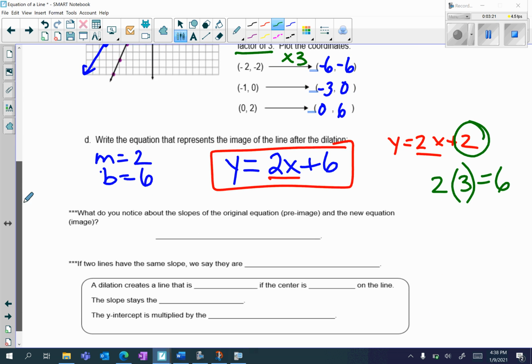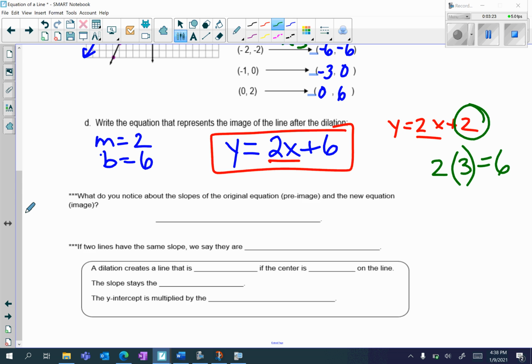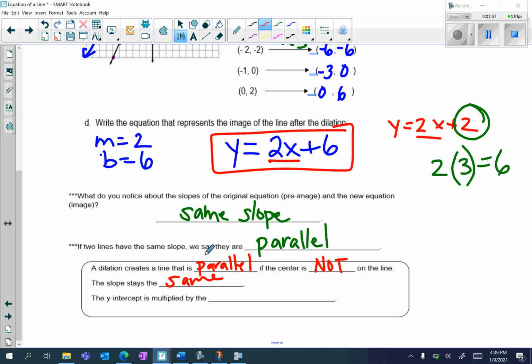So what do you notice about the slopes of the original equation, the pre-image, and the new equation, the image? It has the same slope. If two lines have the same slope, we say they are parallel. A dilation creates a line that is parallel if the center is not on the line. The slope stays the same, and the y-intercept is multiplied by the scale factor.